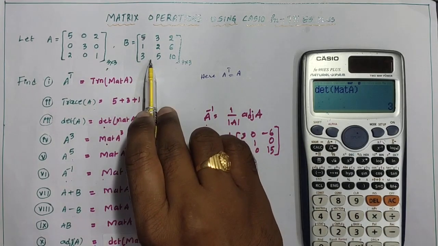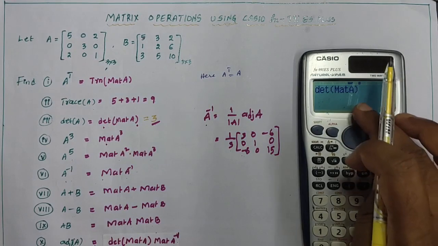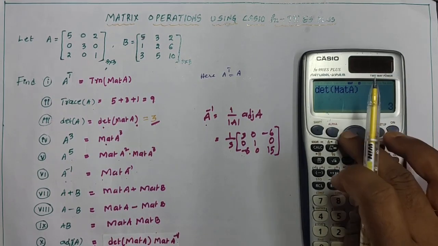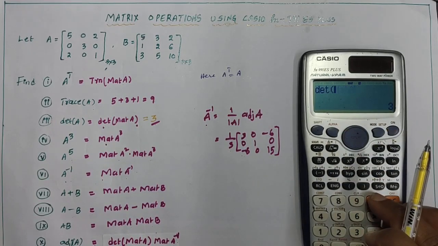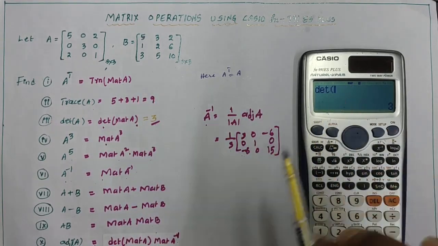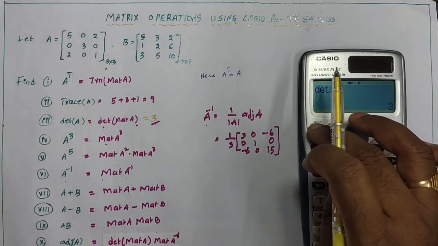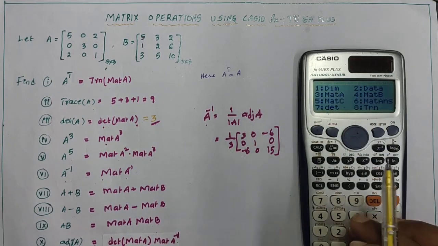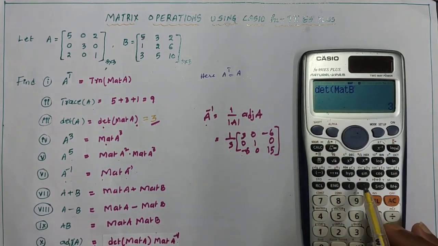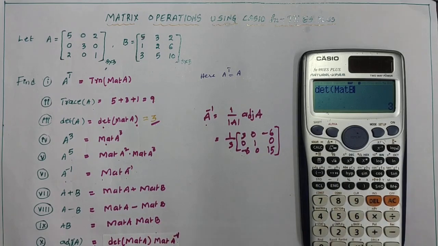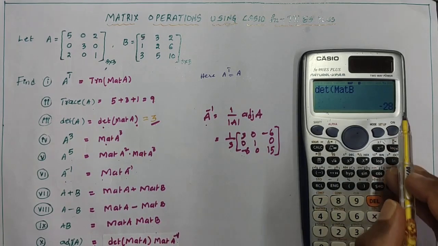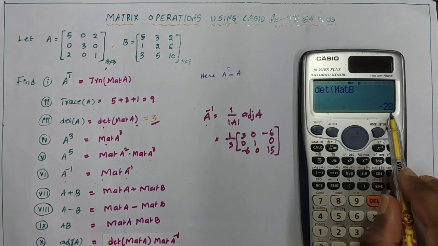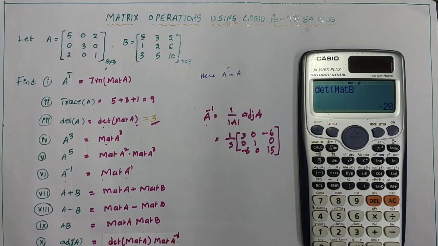If you want to find the determinant of the second matrix, then you should edit by clicking the delete option there. Delete. Right. I am going to the operation mode by pressing Shift and button number 4. Fourth one is Mat B. Det of Mat B. It is not required to close the open bracket here. Directly press equal. Then we get the determinant of the second matrix. The determinant of B is minus 28.